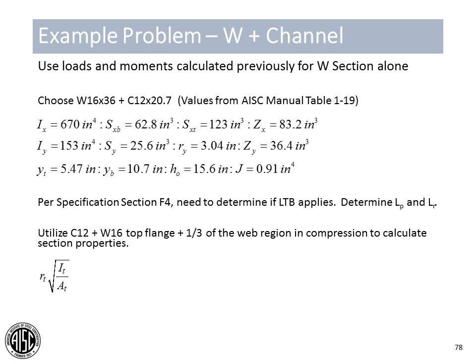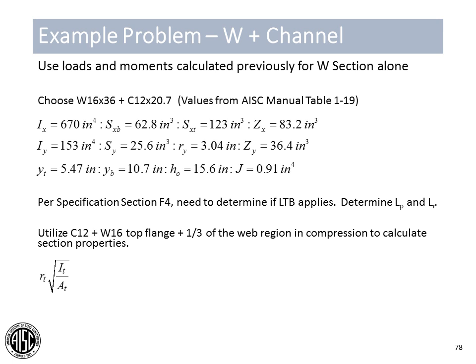Now let's look at a wide flange plus cap channel. We're going to look at a W16x36 with a C12x20.7. Luckily, the AISC manual, table 1-19, provides the section properties for this combined section. And looking at specification section F4, we need to determine if lateral torsional buckling applies. So we need to determine L sub P as well as L sub R.